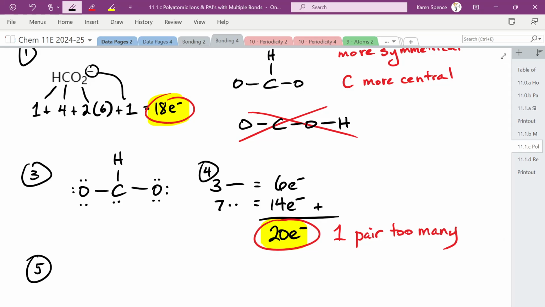So check your skeleton structure, see if it's the same as mine with the lone pairs on it. Check to see if your electron counts are the same as mine. And what do we have to do if there's one pair too many? We erase what? One lone pair from the central atom.